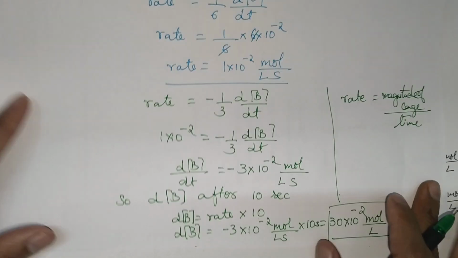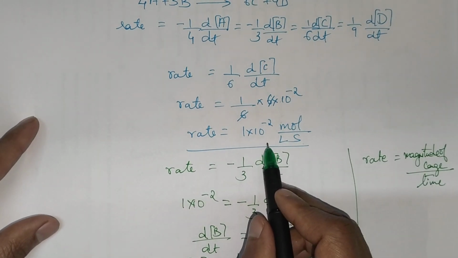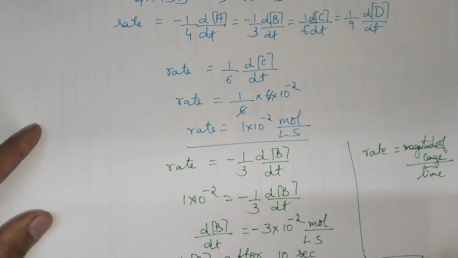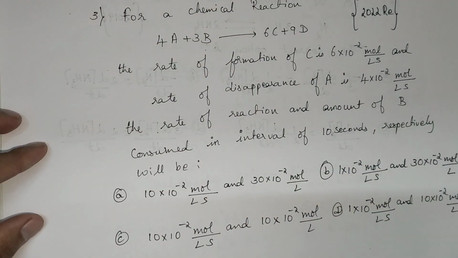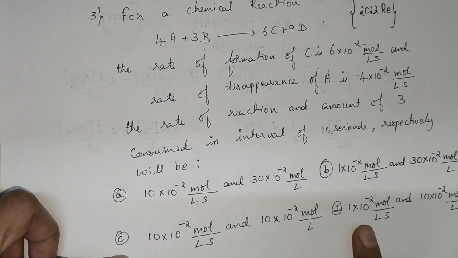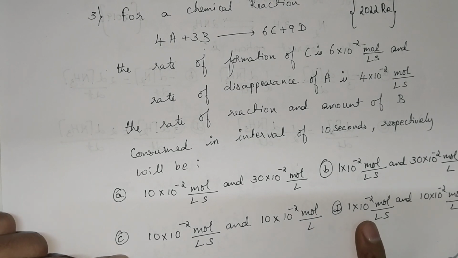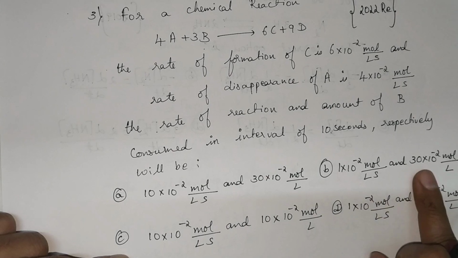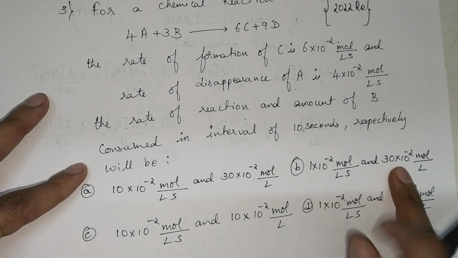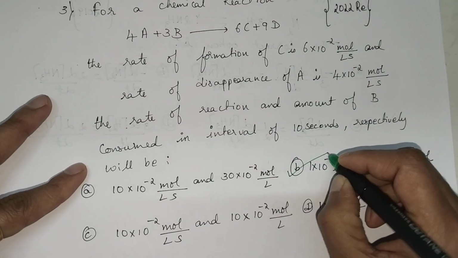After 10 seconds, and the rate is 1 into 10 raised to minus 2 mole per liter second. So looking at the options, we have the rate, which is 1 into 10 raised to minus 2, and the concentration is 30 into 10 raised to minus 2 mole per liter. So option B is correct.